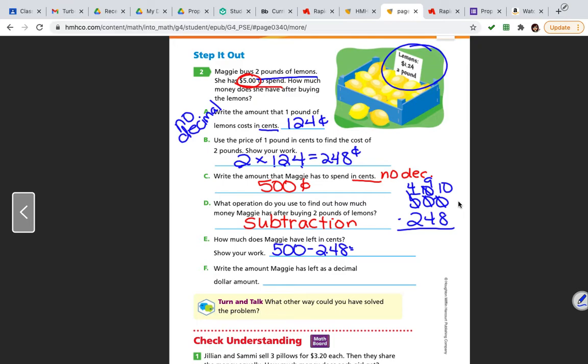So 10 subtract 8 is 2. 9 subtract 4 is 5. 5 was regrouped with 4, so 4 subtract 2 is 2. So we have 252 cents left.